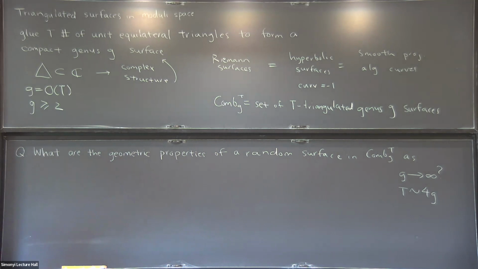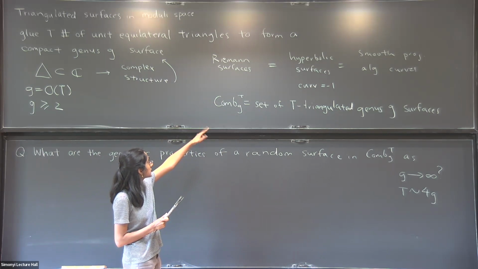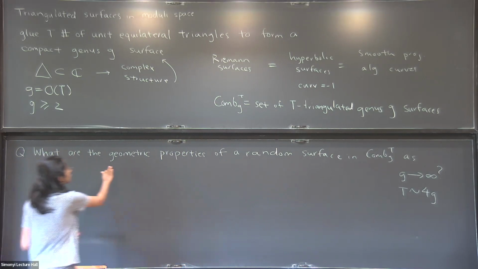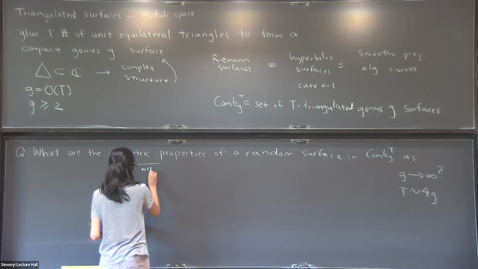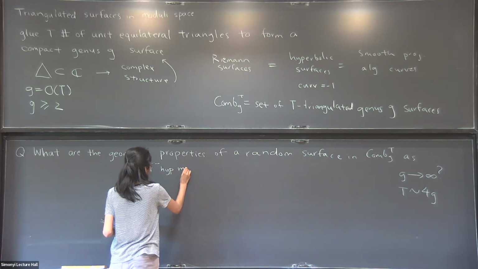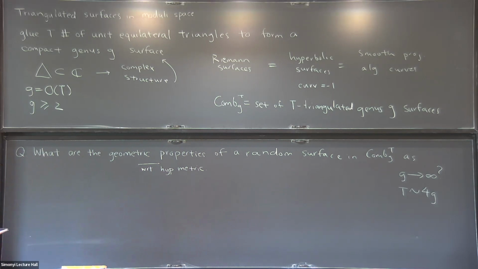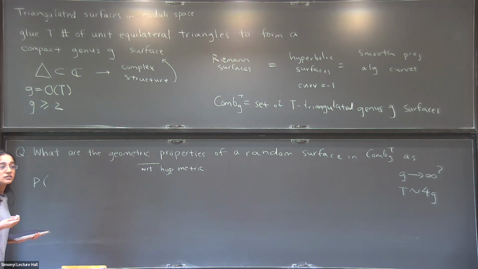When you say random, is it each the same weight? Yes, you pick uniformly. So for fixed G and T, this is a finite set, and you just pick uniformly. Okay, so what does geometric property mean? This is with respect to the hyperbolic metric. Okay. What do you mean more specifically? Yes, I will. Okay. Right.